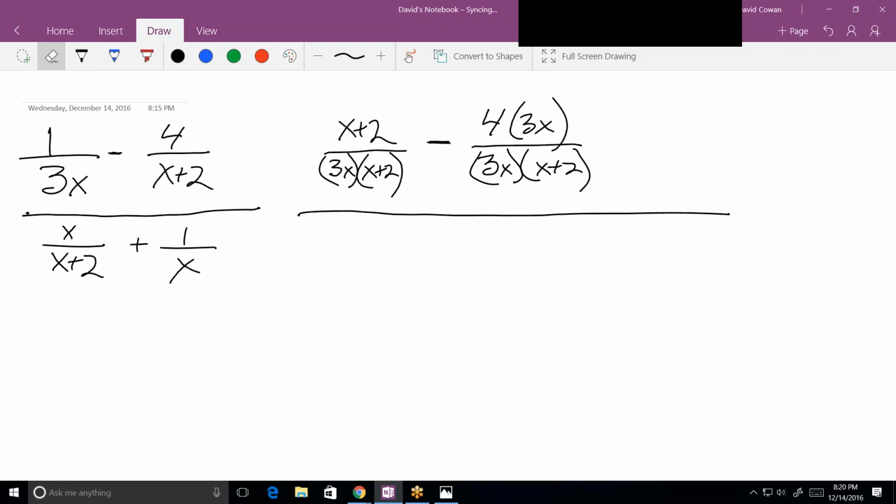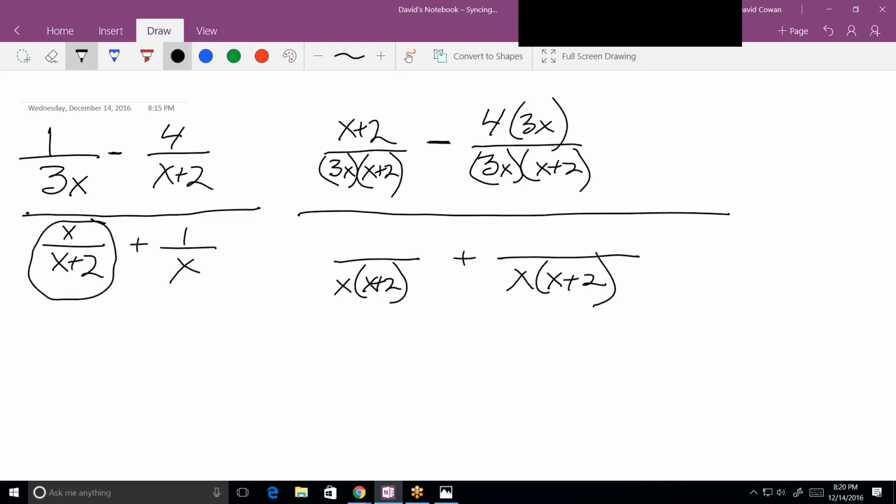All right, now let's look at the bottom. So the denominators would be x and then times x plus 2. And then for the first one, it would just be x plus 2. Well, no. Remember, we have to end up with it being this. If I wrote x plus 2, that'd be the same as 1 over x.